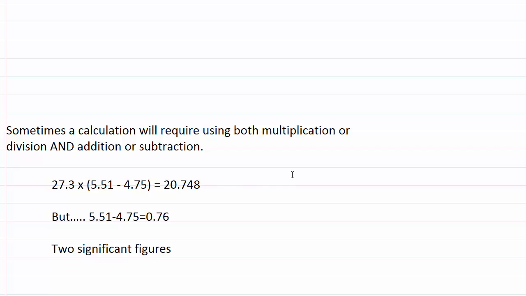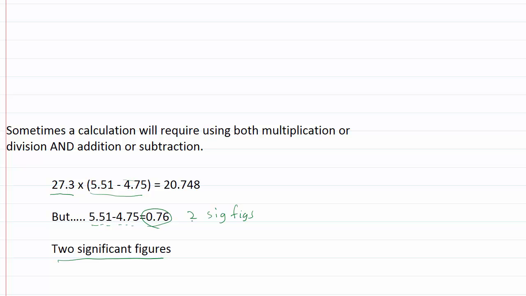Adding and subtracting. Now occasionally you're going to run into a problem where you're not just multiplying and dividing, not just adding and subtracting, but some combination of the two. And so here's an example where we're going to take 27.3 and multiply it times this difference. Well, the difference needs to be done first. And so even though I have 3 sig figs, 5.51 and 4.75, the difference, 0.76, has 2 sig figs in it. All we get out of this is 2 sig figs.